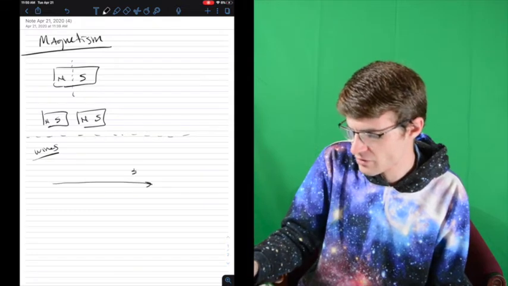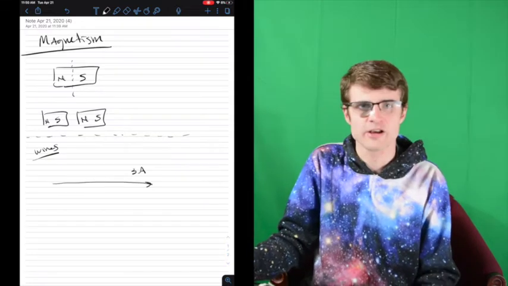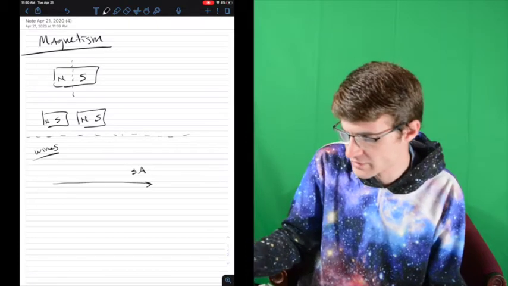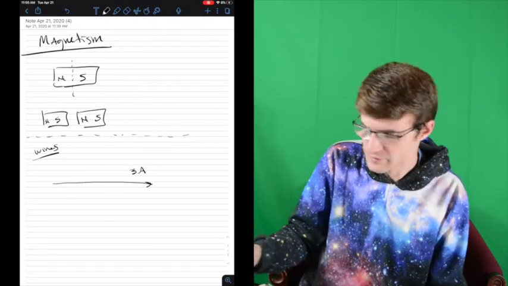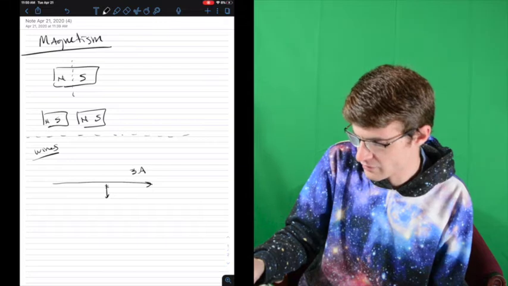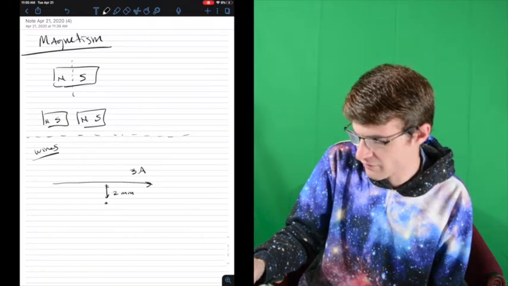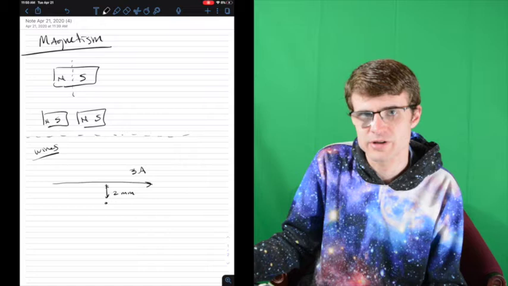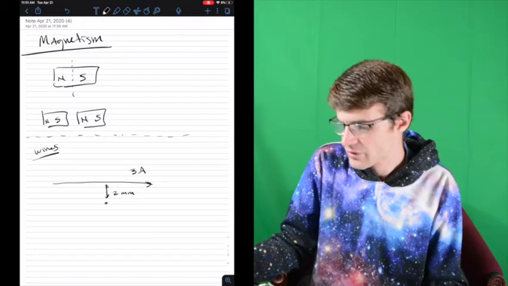The picture we usually start with is this one. We have a wire that's carrying, in this case, 3 amps of current, and we're interested in what the magnetic field is 2 millimeters away from that wire.